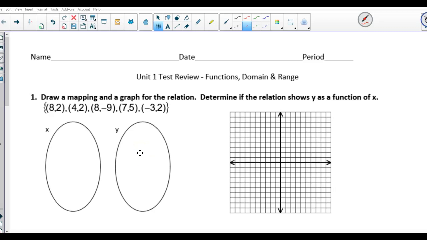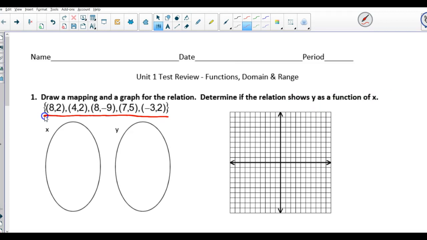Alright guys, we're going to look at the Unit 1 test review for this Thursday's test we have coming up. Starting in with number 1, we are drawing a mapping and a graph for this relation. This is our relation, these 5 ordered pairs there. Then we have to determine if this relation shows y as a function of x. That just means, is it a function, yes or no?